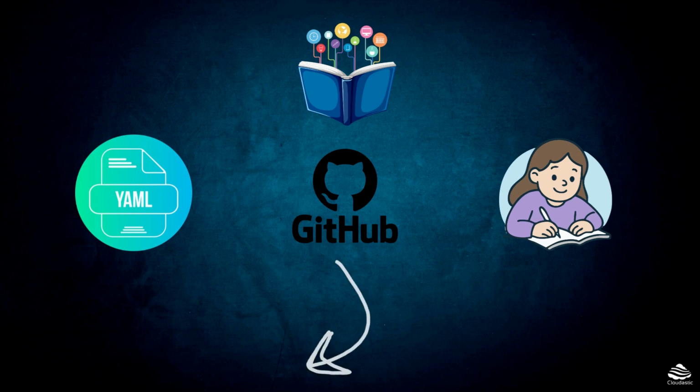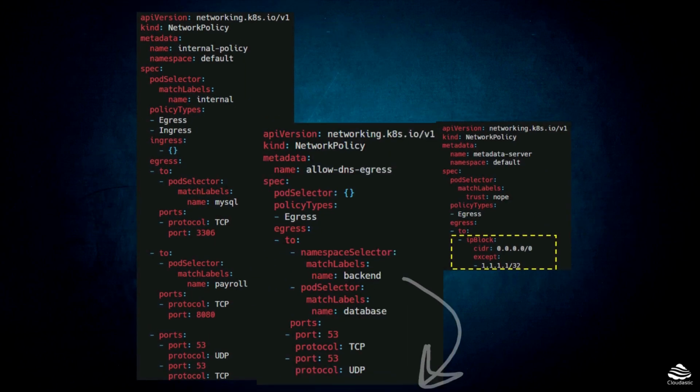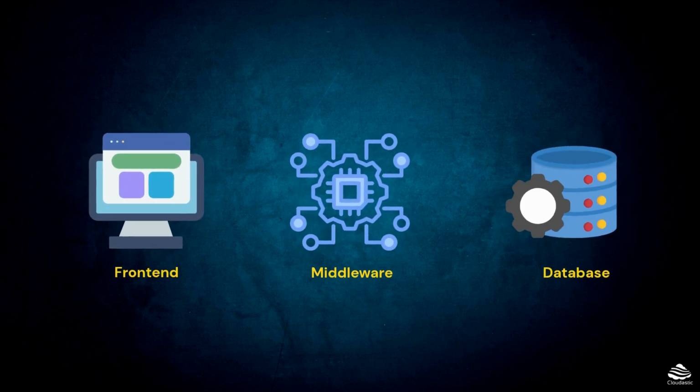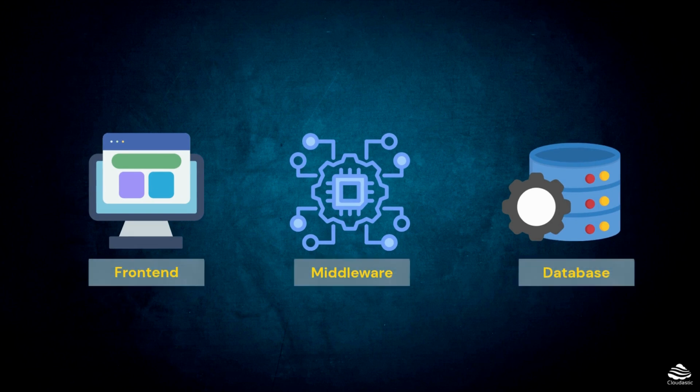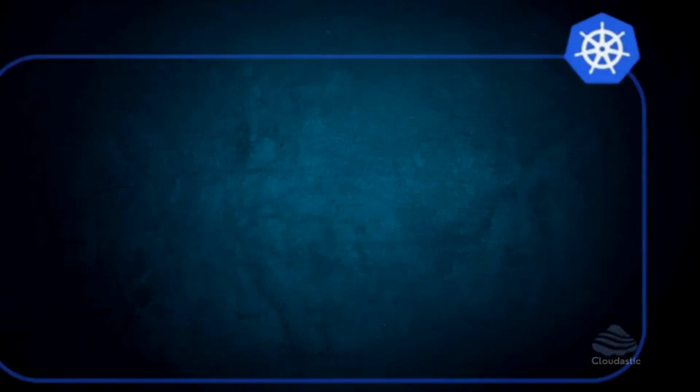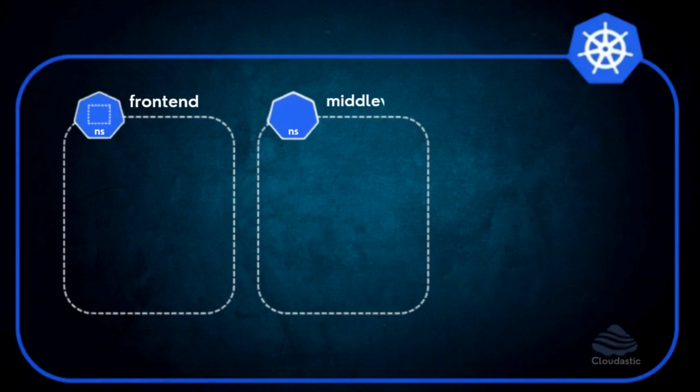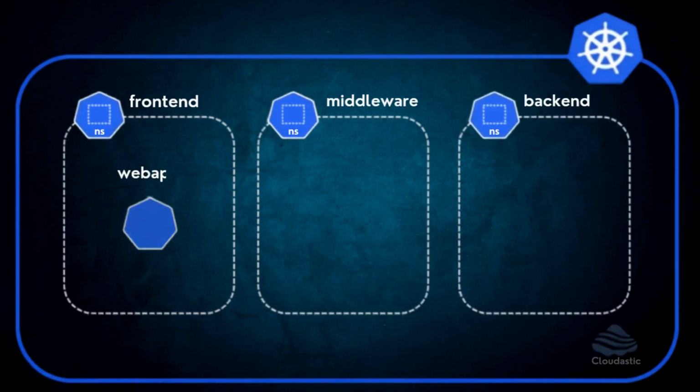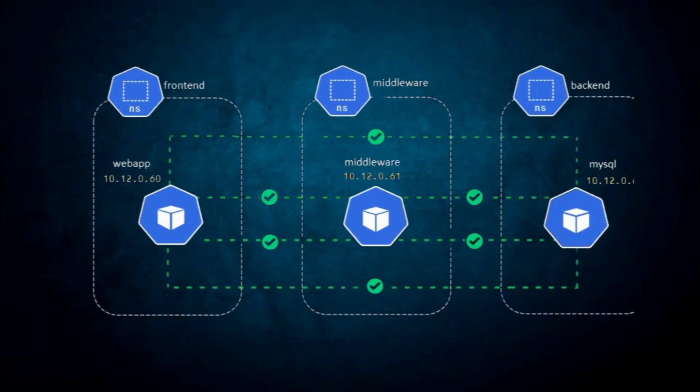To keep our focus strictly on the network policies, we're using Nginx pods to simulate our full stack environment. This gives us a lightweight, predictable way to test connectivity between our frontend, middleware, and database layers without the overhead of complex setup. We're going to spin up our infrastructure, which consists of 3 distinct namespaces: frontend, middleware, and backend. And inside those, we'll deploy our web app, middleware, and MySQL pods so we have a live environment to test our policies.